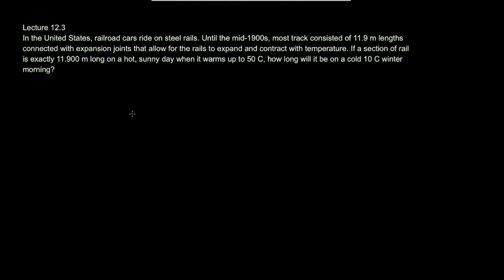Let's try lecture problem 12.3. In the United States, railroad cars ride on steel rails. Until the mid-1900s, most track consisted of 11.9 meter lengths connected with expansion joints that allow for the rails to expand and contract with temperature.